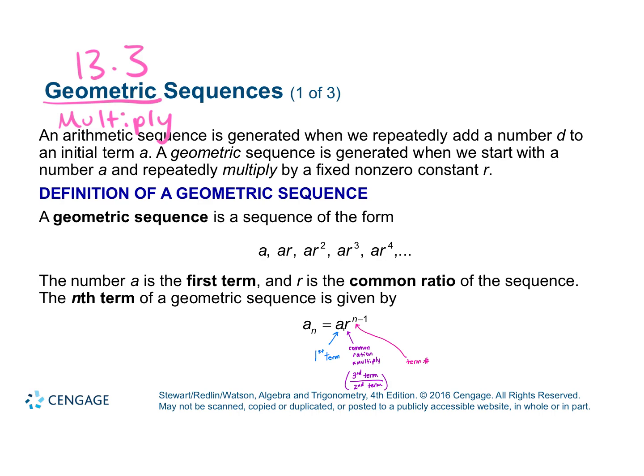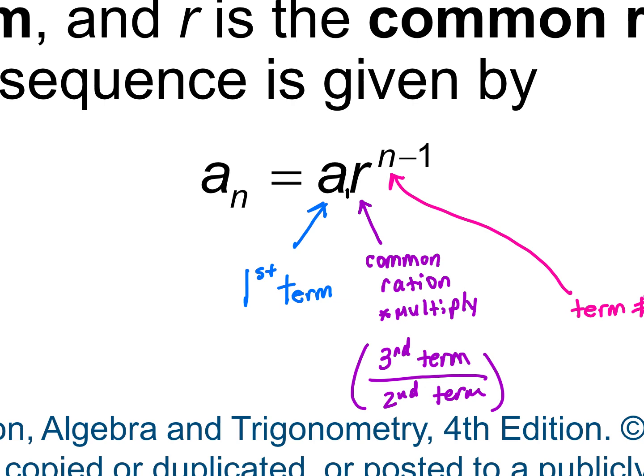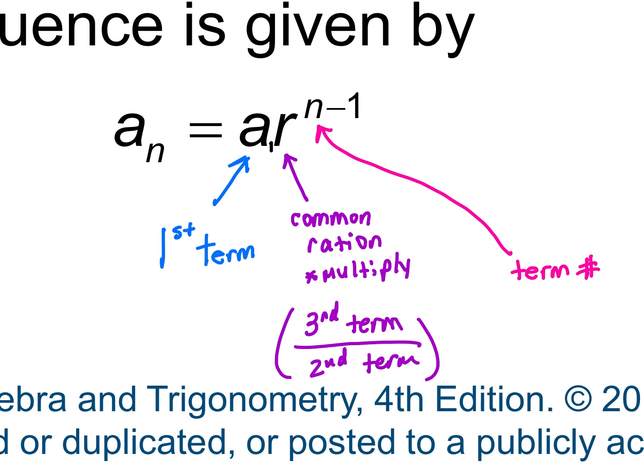We've got our general formula, so our rule, which would be this. It's already labeled for us. So a sub 1 is our first term. R is our common ratio. That's what we're multiplying to get from one to the next.